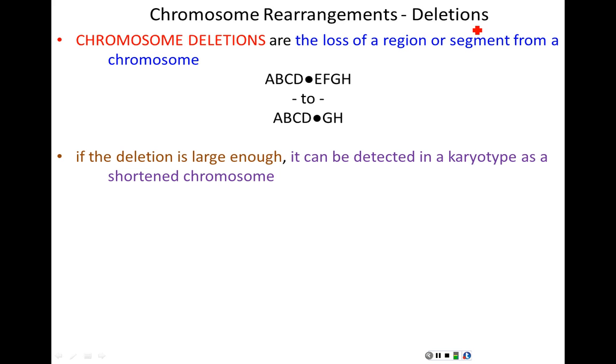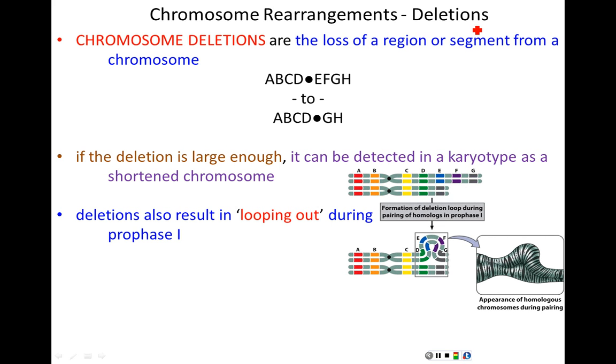If the deletion is large enough, you can see it in a karyotype as a shorter than should be chromosome, missing some of those banding patterns that we should see with our stain if we had a healthy chromosome of appropriate size. Much like duplications, deletions also result in looping out during prophase 1 for the same reason, because we have to have this synapsis zipping up during prophase 1. Here it's the healthy chromosome that needs to loop out, because it's the healthy chromosome that has more DNA than the other, but still we have looping out.